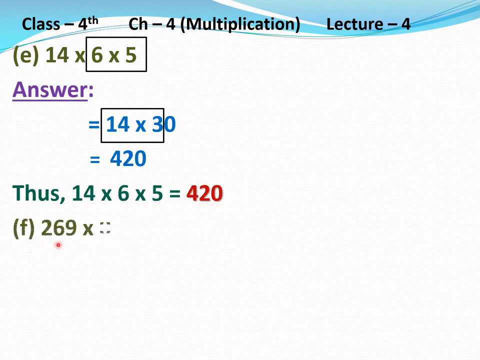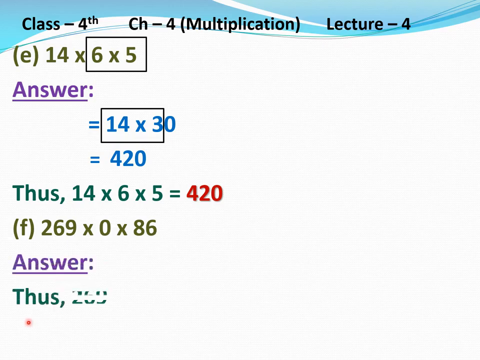Now F part. 269 multiply 0 multiply 86. Now see, 269 multiply 0 multiply 86, it will be 0 because we are multiplying by 0. Okay. So write down answer. Thus 269 multiply 0 multiply 86 equal to 0. Clear?